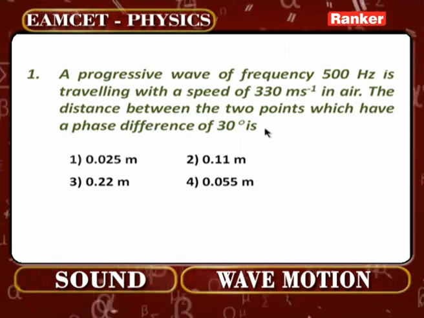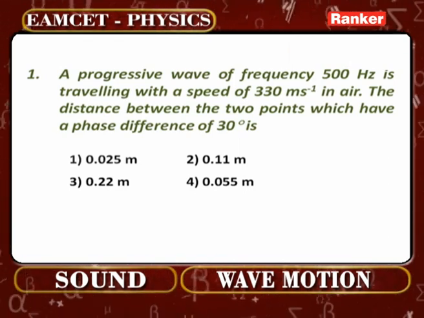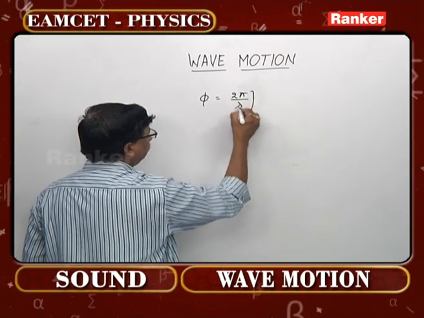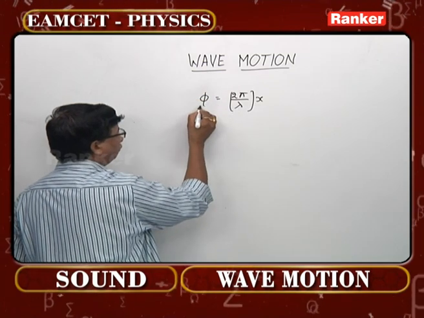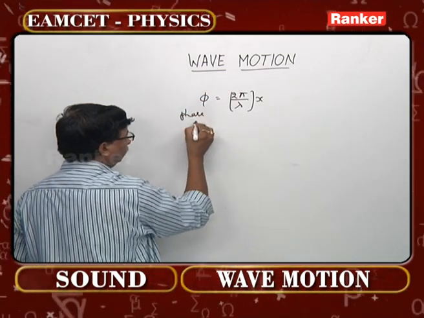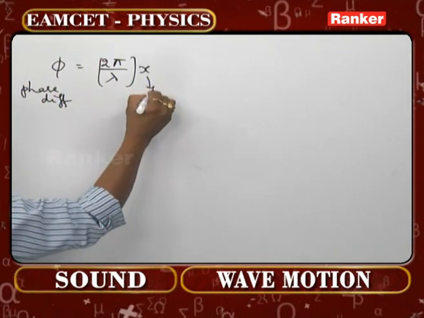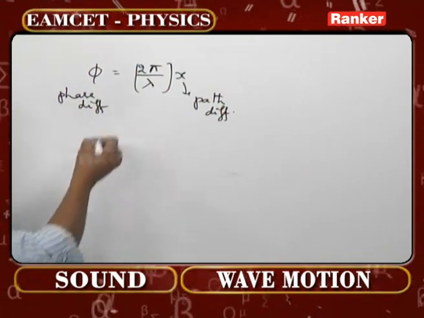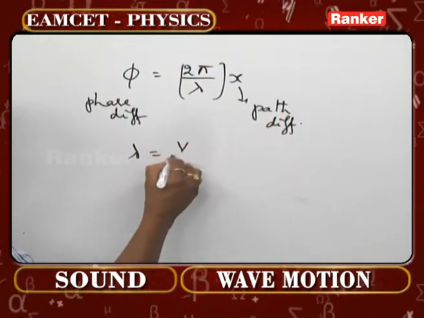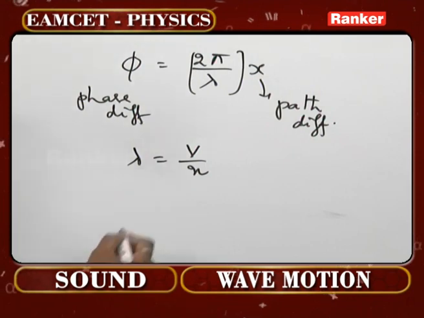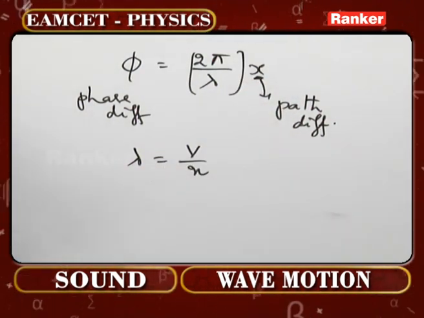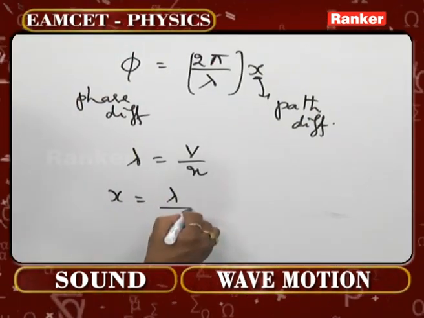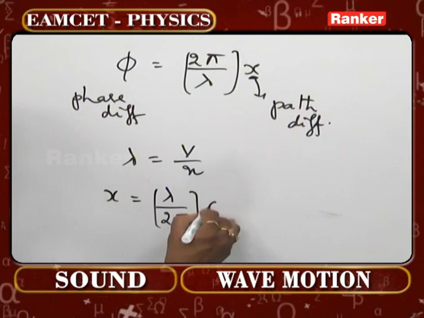In fact, this question can be solved by taking up the relation between phase difference and path difference: phi equals 2 pi by lambda into x. This phi is called the phase difference over here, and this x is called the path difference. But one should understand this wavelength lambda is going to be V by N. You can take that one also. Now what is the question he is asking? What is the distance between the points? That means what is the path difference? x is equal to lambda by 2 pi into phi.